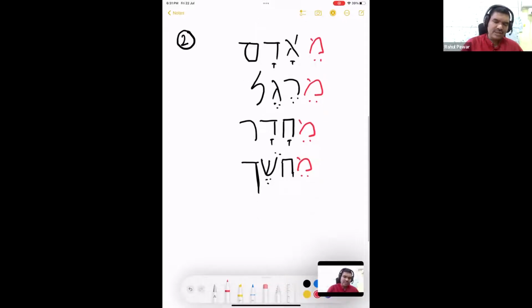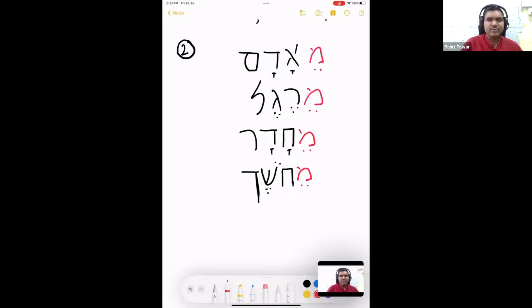If there is an article, there is one rule that I will tell you, but this rule, you must understand this rule, that before the guttural, this hirek is heightened to sere.